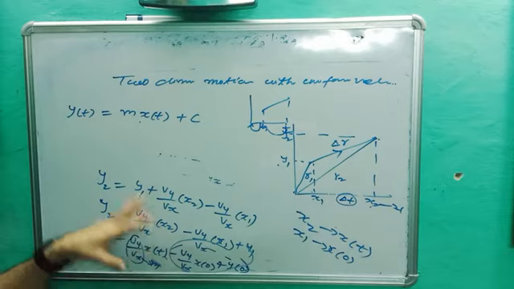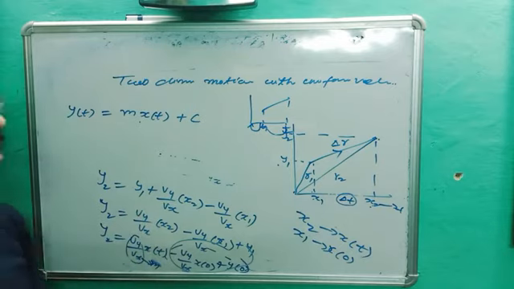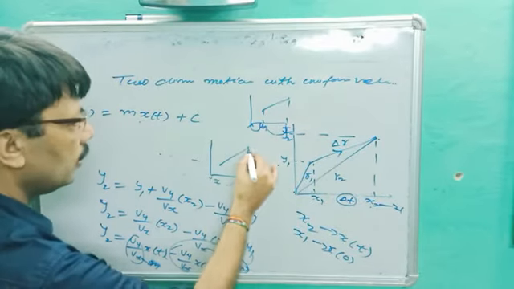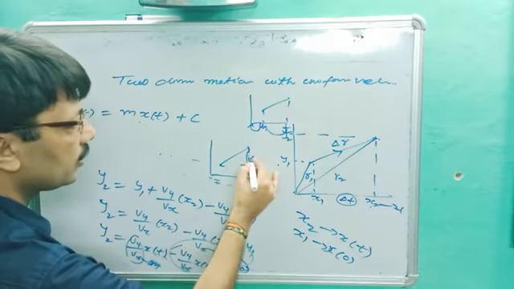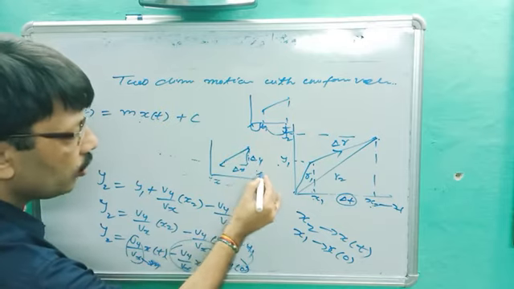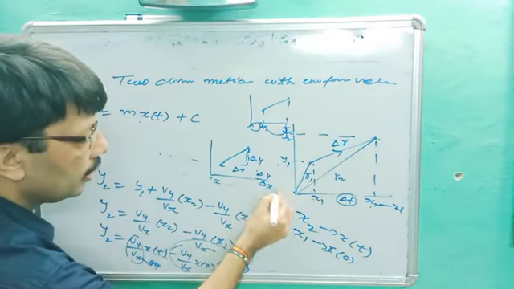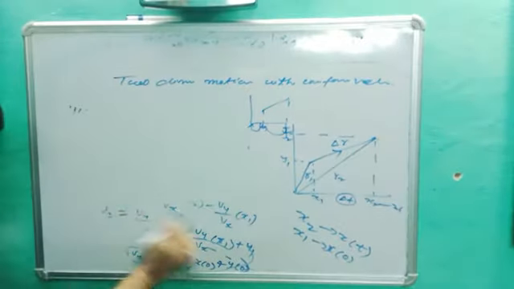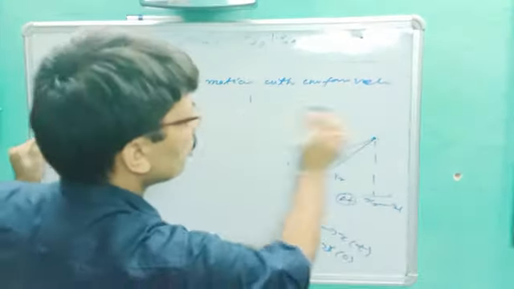Here Vy upon Vx is called m. M is called the slope of the graph. The slope of the graph is called the gradient. This is del y and this is del x, so the slope is tan theta, known as del y upon del x. So this is the answer for two-dimension motion with uniform velocity.